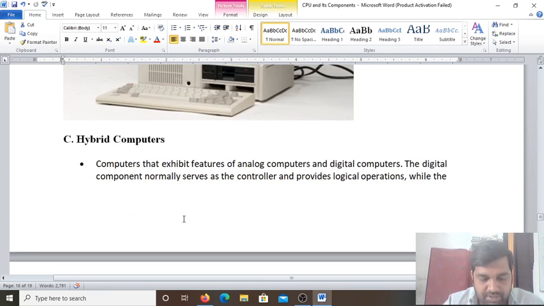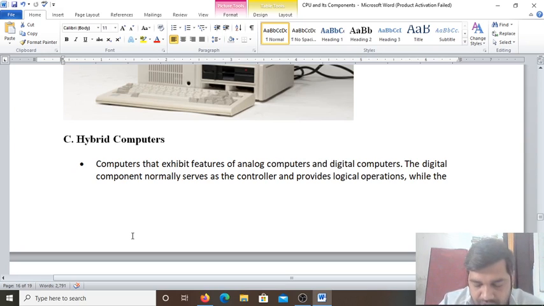Next is the hybrid computers. So these digital computers are also classified into two types: specific purpose computers and general purpose computers. The specific purpose computer is one used for specific applications, like the ATM. You are seeing that is a specific purpose digital computer. A programmable washing machine is also a specific purpose computer.